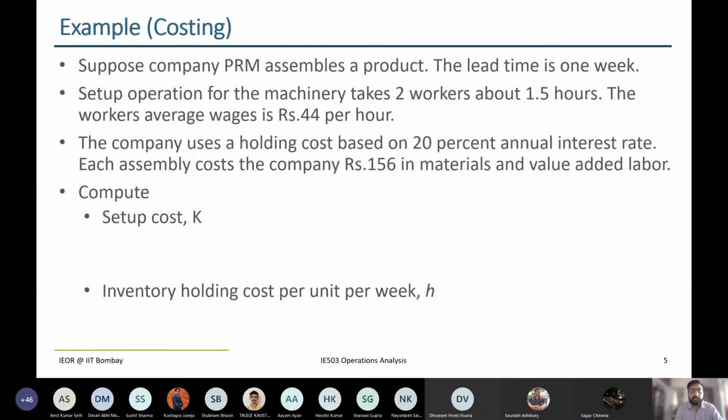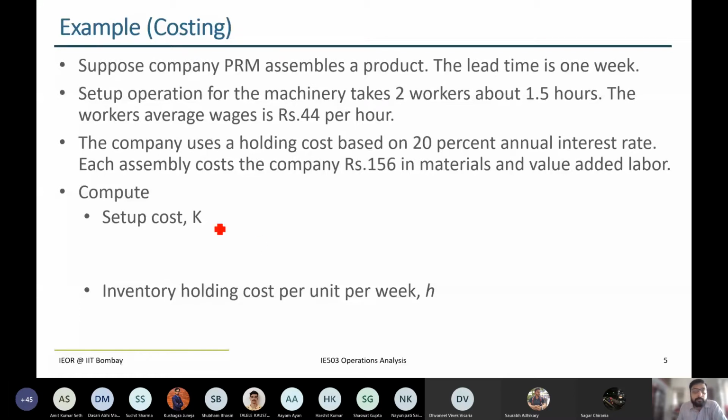Let's look at an example costing, just to reinforce this concept; we have seen some of it as part of our inventory control. Suppose a company, say PRM, assembles a product. The lead time is 1 week. Setup operation for machinery takes 2 workers about 1.5 hours. The workers' average wage is 44 per hour per worker. The company uses a holding cost based on 20% annual interest rate. Each assembly costs the company rupees 156 in materials and value added labor. Compute the setup cost, and compute the inventory holding cost per unit per week, which is now defined as H.